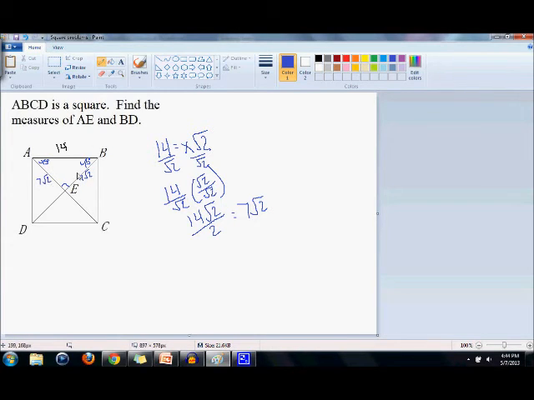So those are implicit theorems of a square. But that's not our exact answer. So find the measures of AE, which we found out. So AE equals 7 radical 2. We also want BD. And since it's a square, that means the diagonals are bisected. So this is also 7 radical 2. So that means this is 14 radical 2, since you multiply 7 radical 2 by 2.